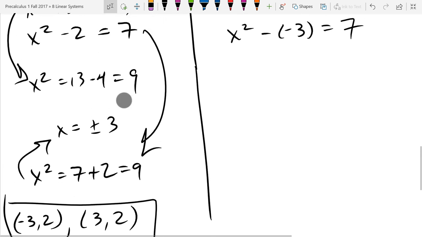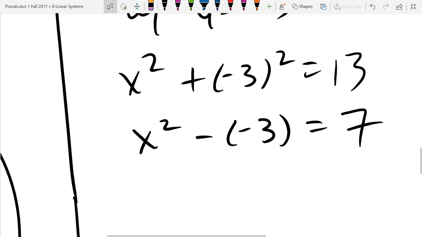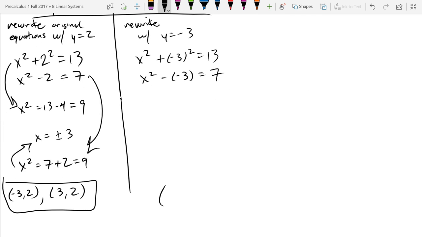And now, I want you to figure out the x values that satisfy these equations. It'll probably be very similar. And then at the bottom, when you write your points, make sure you use negative 3 as your y value.